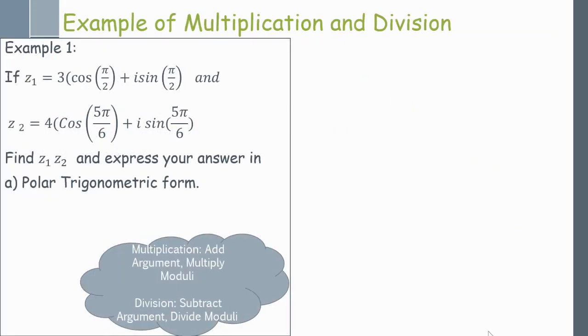First example, if z1 equals 3 cos pi on 2 plus i sine pi on 2, and z2 equals 4 cos 5 pi on 6 plus i sine 5 pi on 6, we have to figure out what z1 times z2 is in polar trigonometric form. Step 1. Remember, for multiplication, we're going to add the arguments of z1 and z2, or the complex numbers we're multiplying together.